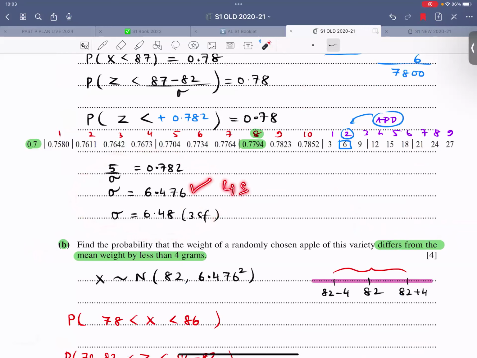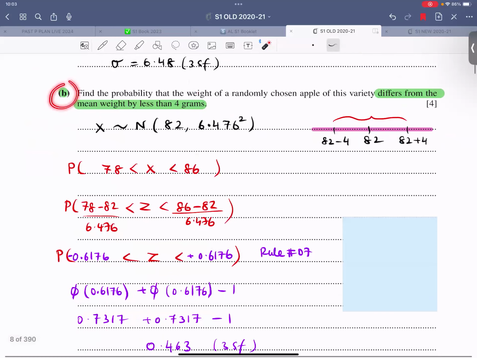This is the 4SF value. This is the 3SF value. A lot of people ask this question over and over again: what is the level of accuracy? The final level of accuracy is 3SF. The probabilities that the normal distribution table will give you are to 4 decimal places. So work in 4 decimal places. Final answer 3SF. What's the big deal?